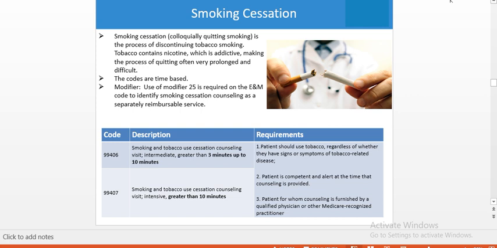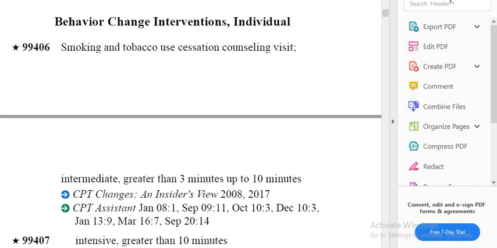So for example, if the patient comes to the ED and the physician performs smoking cessation, we need to add the 25 modifier to the E&M code. So what does it mean? Smoking cessation is a significantly separable evaluation performed by the physician.